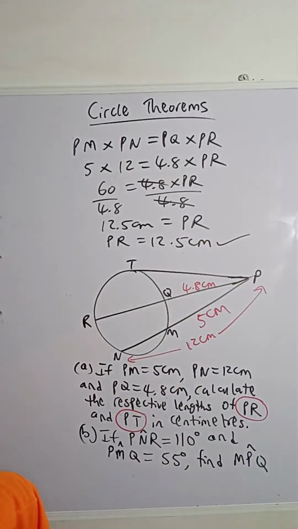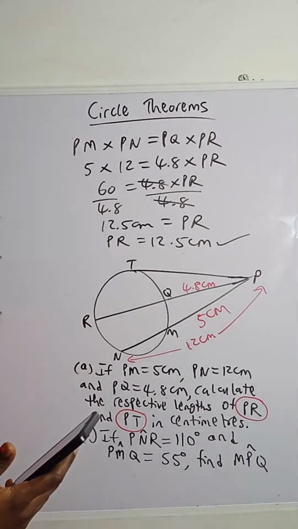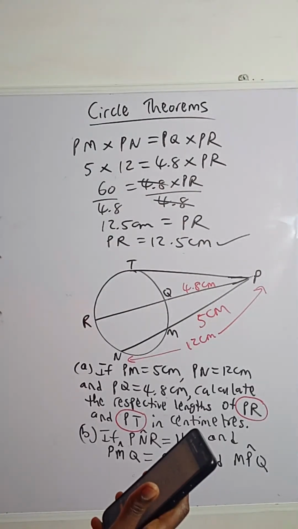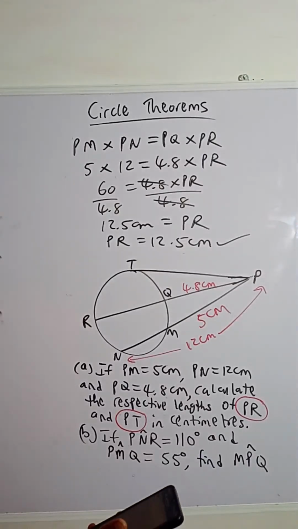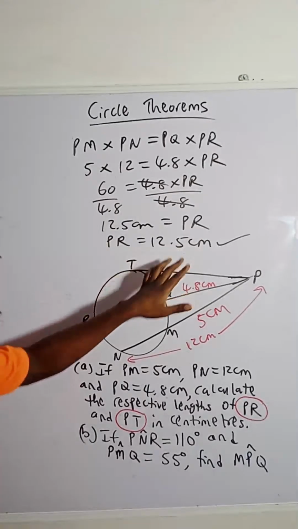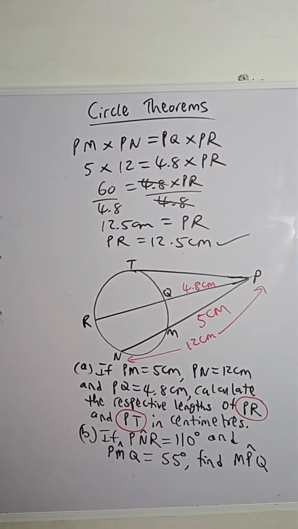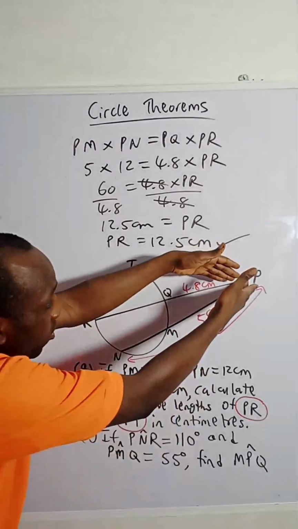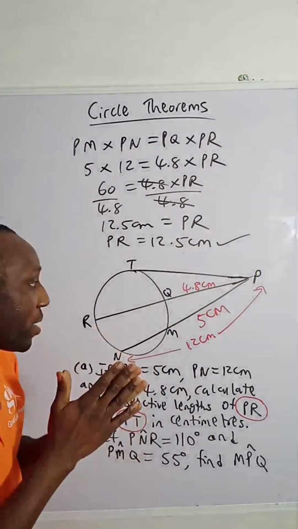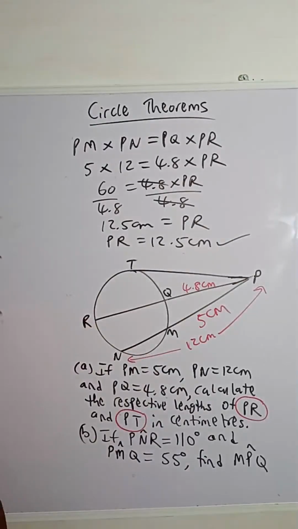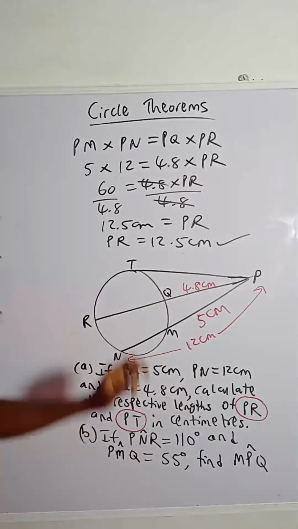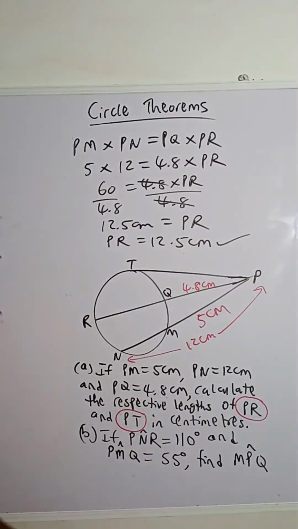Thank you, Mahad. Yes, thank you, Jacopo. Thank you. Yes, that's correct. Somebody has gotten PT already. Someone said 5.9. Which one is 5.9? Is it your PR or which one? So PR is 12.5 centimeters, okay? Yes, that's correct. Using the two secants will help you in getting your PR. We still need to get what? PT. Who is helping us with PT?